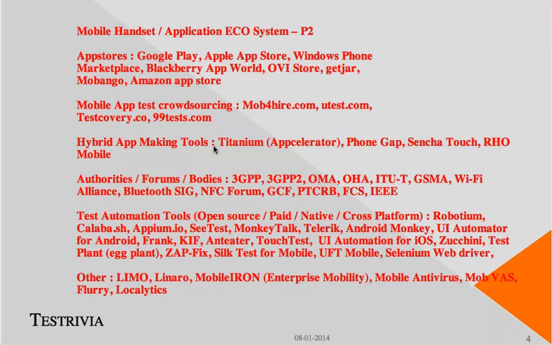And hybrid app making tools like Appcelerator, PhoneGap, and Sencha Touch, which is a framework. RhoMobile Rhodes is another hybrid mobile app making tool. PhoneGap, for example: you can make an app in HTML5, and the app can be delivered on different platforms. For example, in order to make an Android app, you need Eclipse, and you need the Android SDK, you need so many other tools related to that.